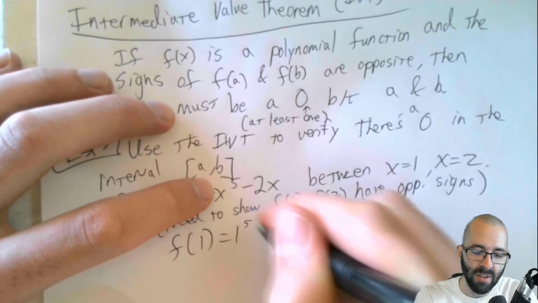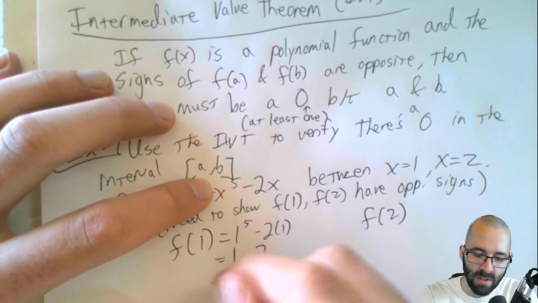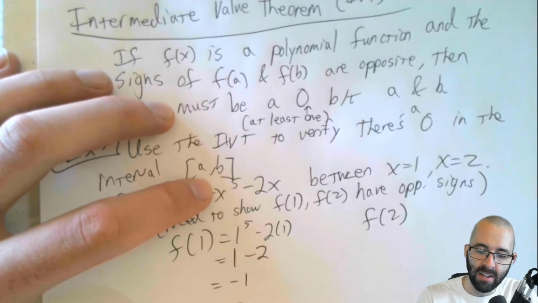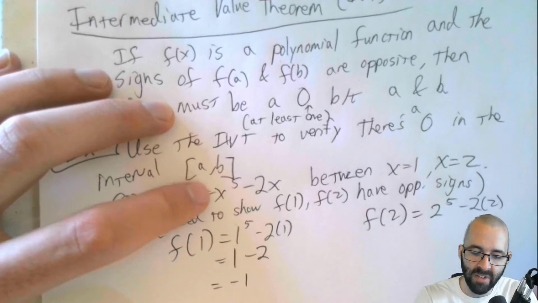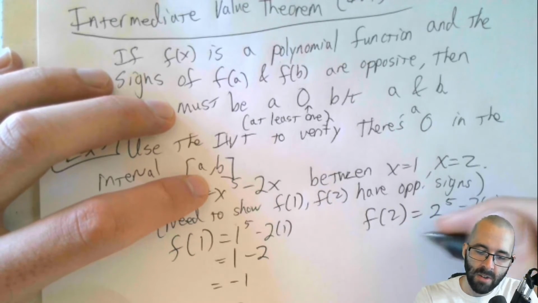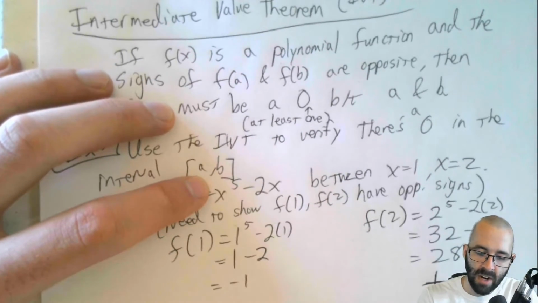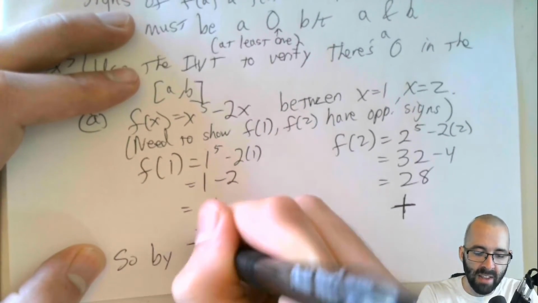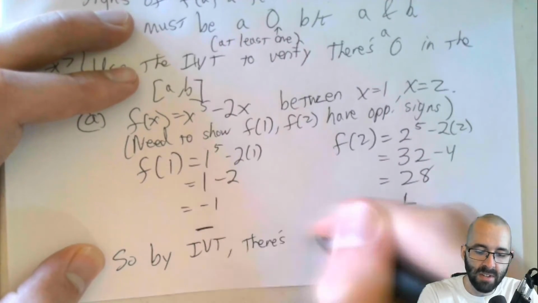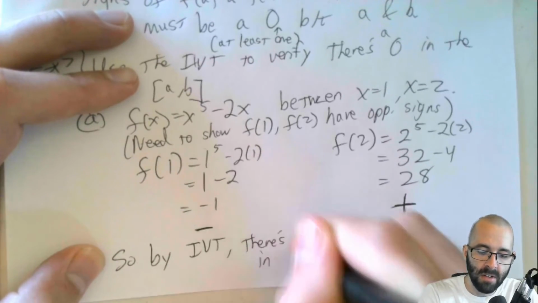We plug in 1 here, we get 1 to the 5th minus 2 times 1. 1 to the 5th is just 1. 2 times 1 is 2. All right, so it's negative over here. When x is 2, what do we get? We get 2 to the 5th minus 2 times 2. Just plug in 2 to this function. 2 to the 5th is 32. 2 times 2 is 4. This will be 28, which is positive. Great. Opposite signs. So, by the IVT, there's at least 1 zero in the interval 1 to 2.